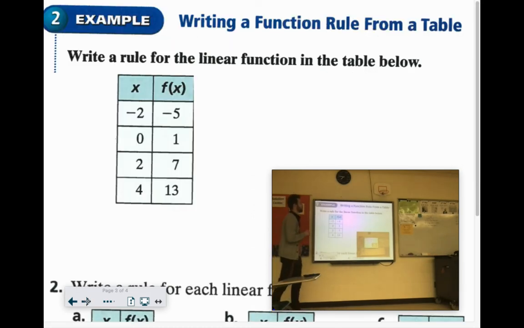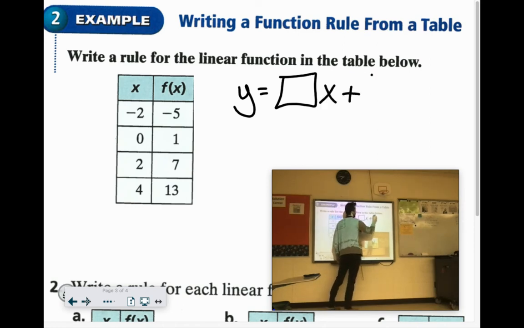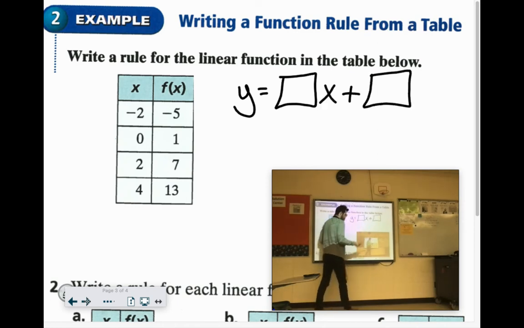Write a rule for the linear function in the table below. Here's what I like to do. I like to think of this in slope-intercept form. I like to fill in our blanks.